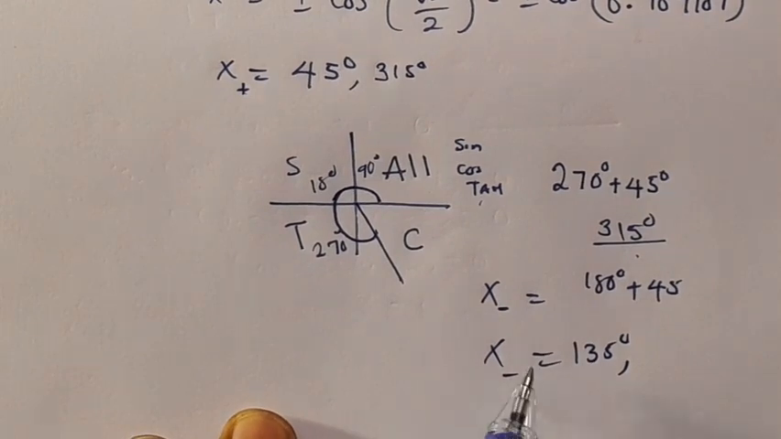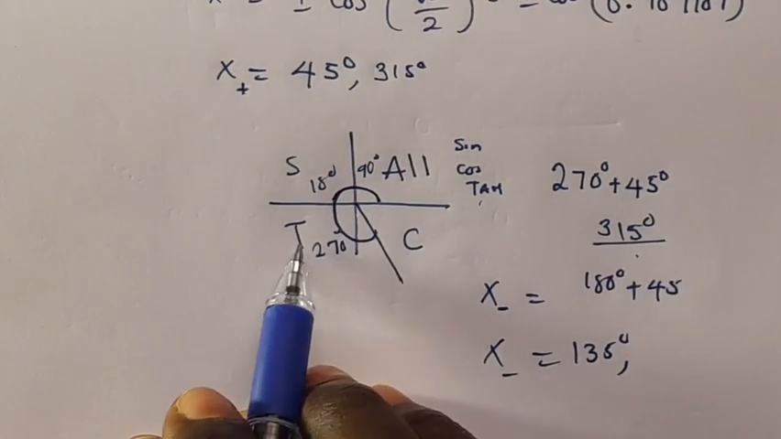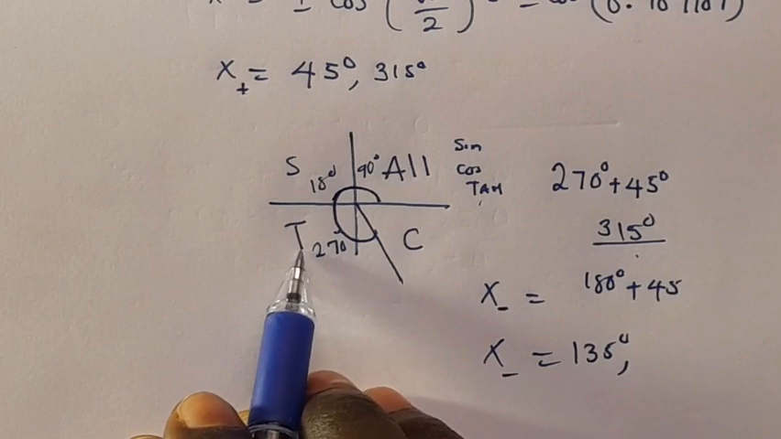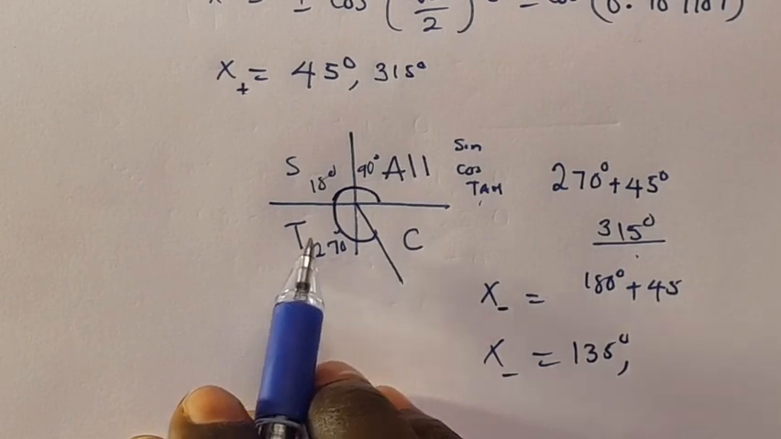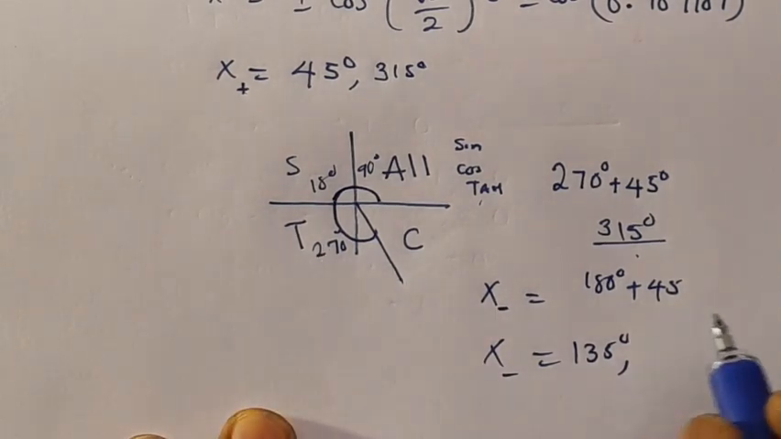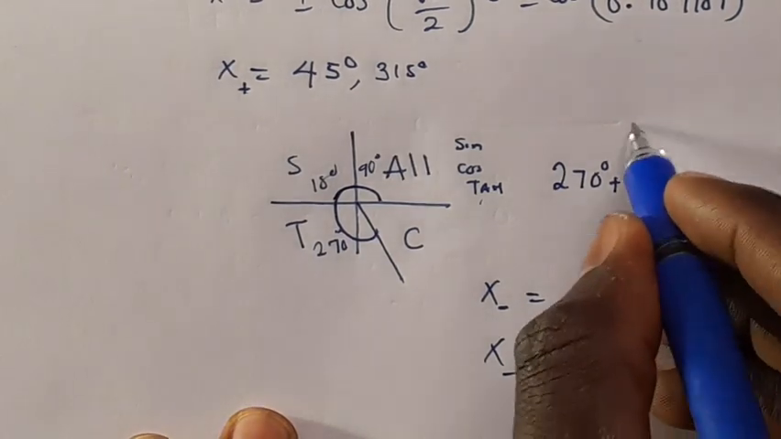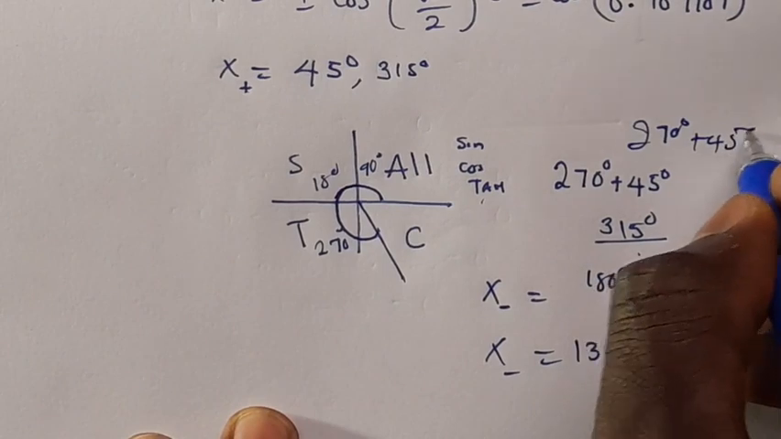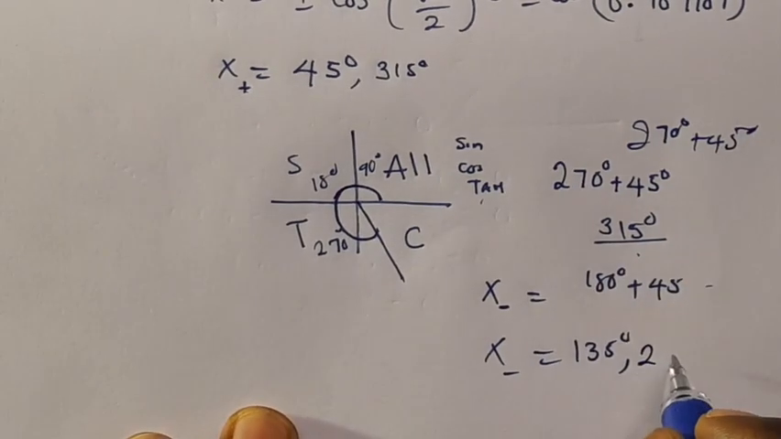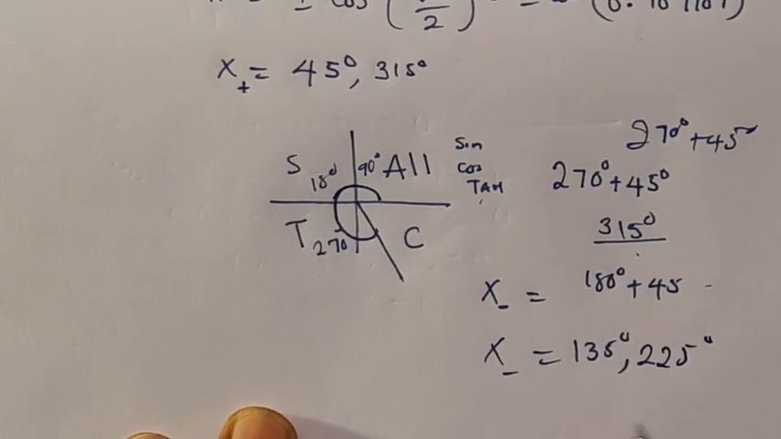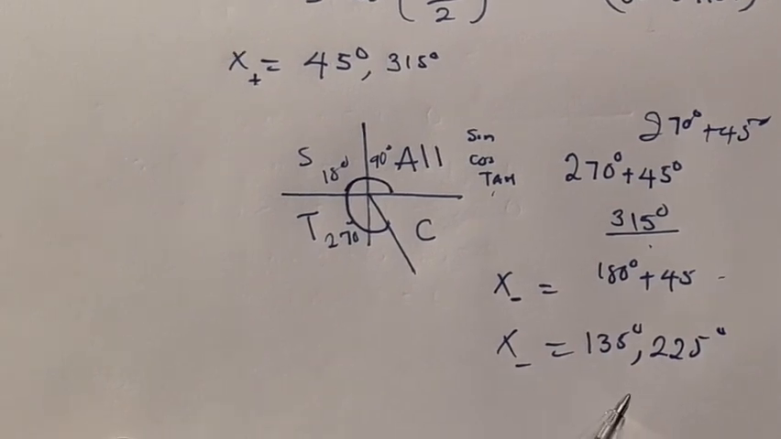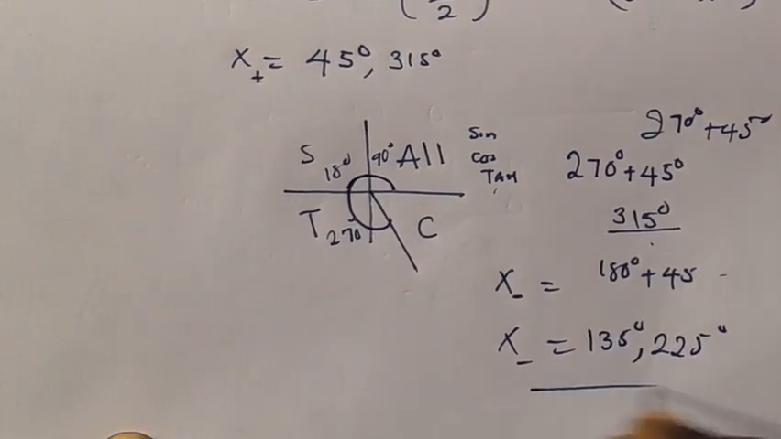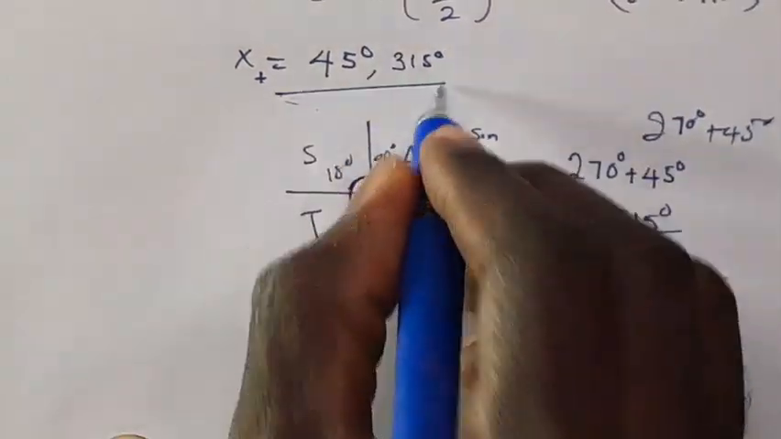And likewise also, from here we have only tan to be positive. So we also have 270 degrees minus 45 degrees. Then this one will give us 225 degrees. And so that is the final answer for the value of x. We have it to be this, then we have it to be this.